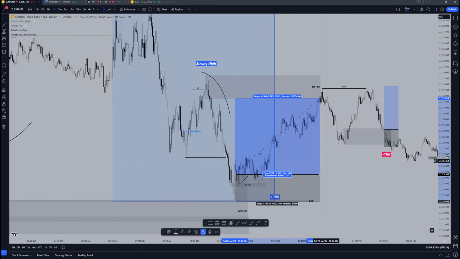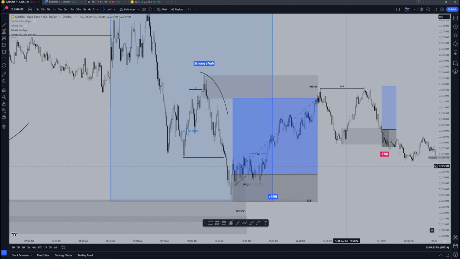And the main thing is psychology. Don't let your psychology affect you when you're live trading. Otherwise, your analysis is going to be bad if you're not looking at the right things.